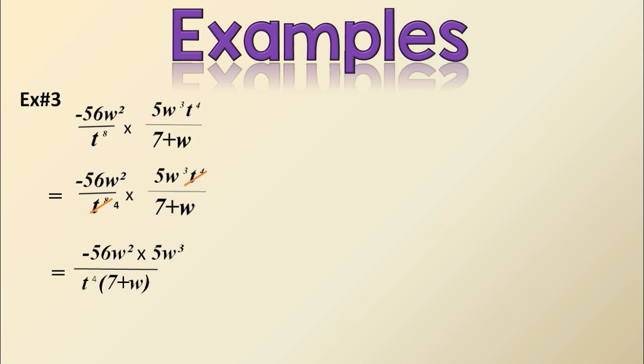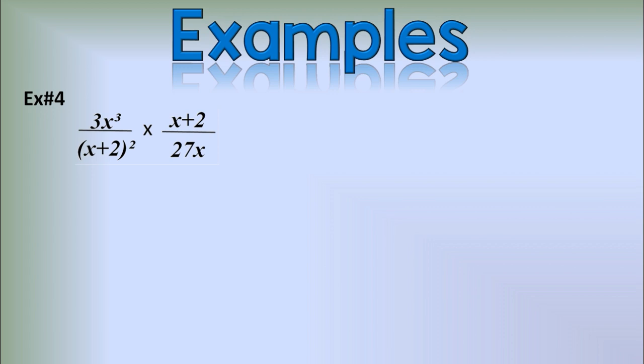If we multiply minus 56 with 5, our answer will be minus 280. And if we multiply w raised to the power 2 with w cubed, our answer will be w raised to the power 5.